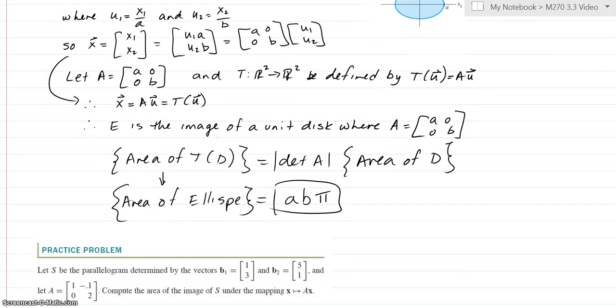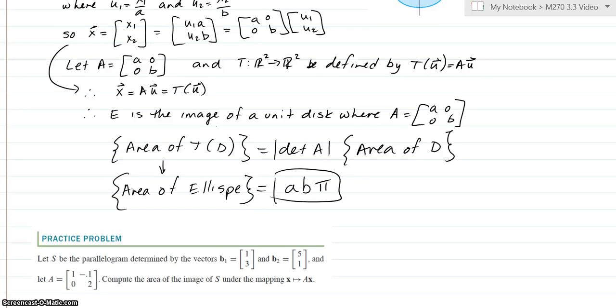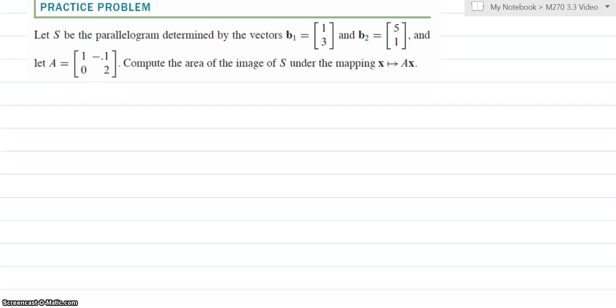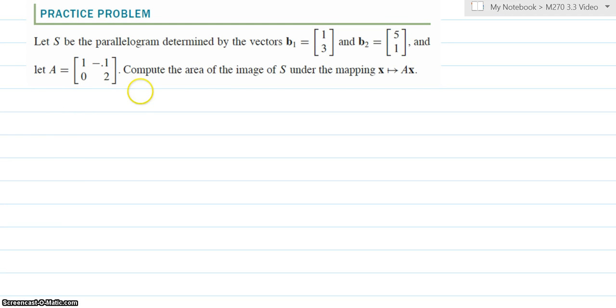Lastly, let's look at this practice problem. In this case, we're now going to let S be a parallelogram defined by these two vectors, and A be this matrix. So we're going to compute the area of the image of S under the mapping T of x equals Ax. So you can pause it, try it, see if you can do it, and then come back when you're ready to see the solution.